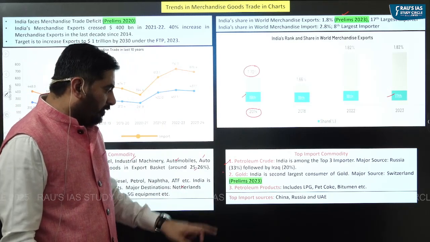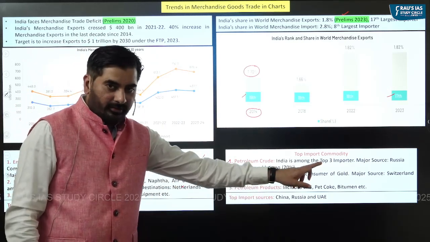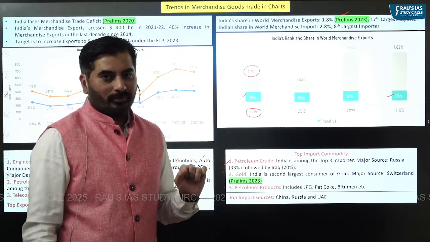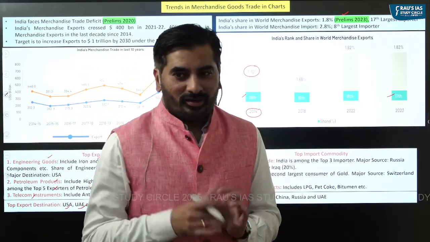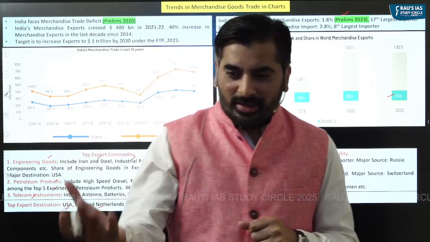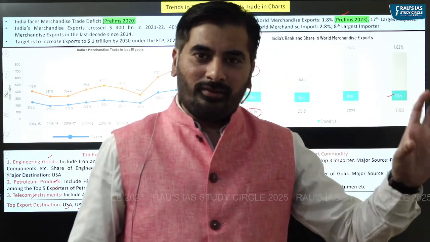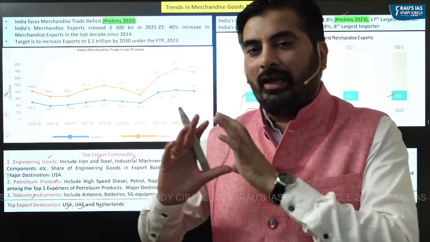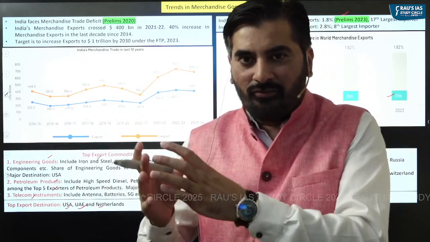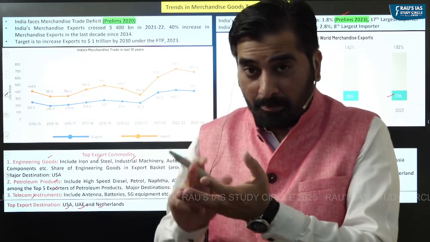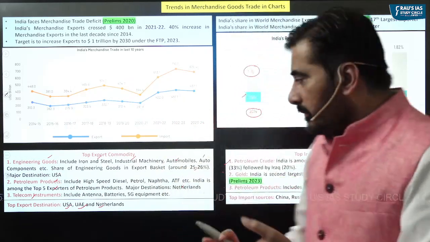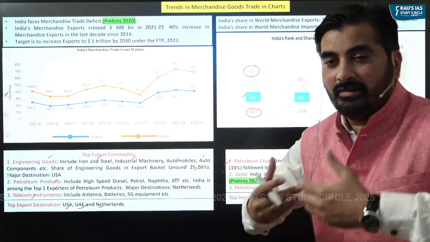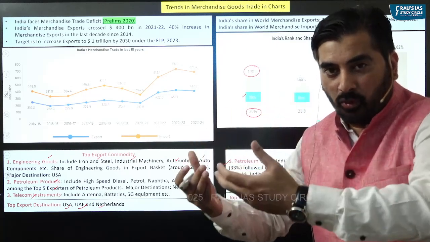Second major item of import for India is gold. In fact, India is the second largest consumer of gold. Third is petroleum products. Some of you might get confused. So how come petroleum products could be a major item of export and also a major item of import? What you must understand is, when I say export of petroleum products, I am specifically referring to petroleum products such as petrol, diesel, naphtha, aviation turbine fuel, and so on. These are the petroleum products which we are exporting.